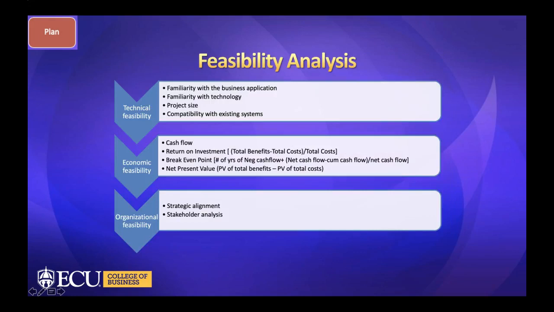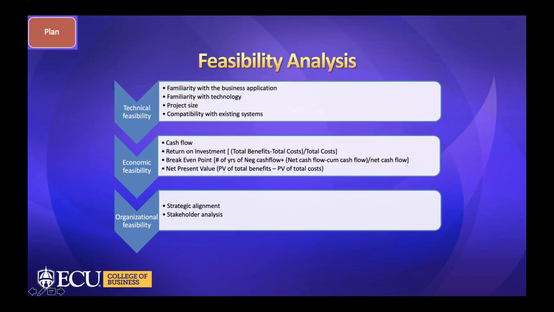In terms of feasibility analysis, there are three types: technical feasibility, economic feasibility, and organizational feasibility. Technical feasibility is the question that says, can we technically do this? Do we have the technical capacity to do this information systems project? What's very important is that the company has the right staff that is familiar with the technology, and the right people on the business side who understand the business applications. It's important that the project size is something that the company can handle.